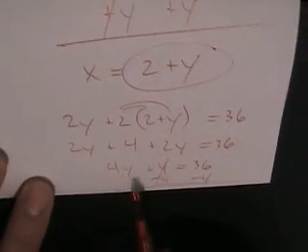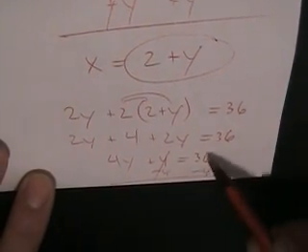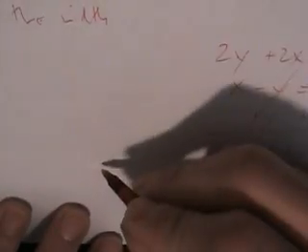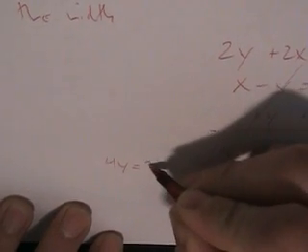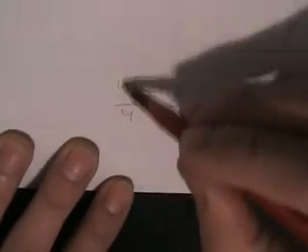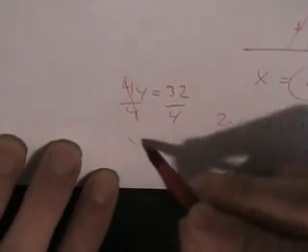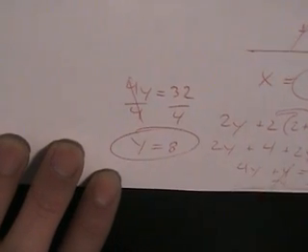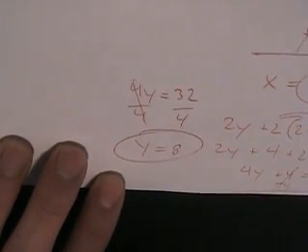So I have 4y equals 32. Let me write it over here. 4y equals 32, and then let me divide by 4. Divide by 4, divide by 4. So then these are gone, and so y is equal to 8. So y equals 8.